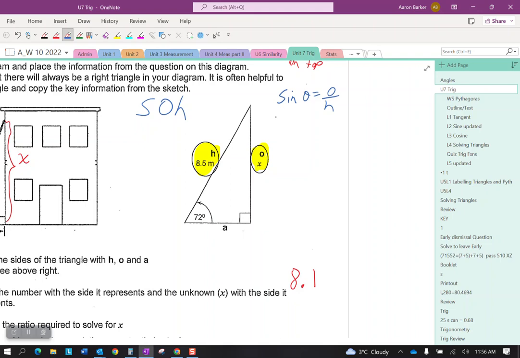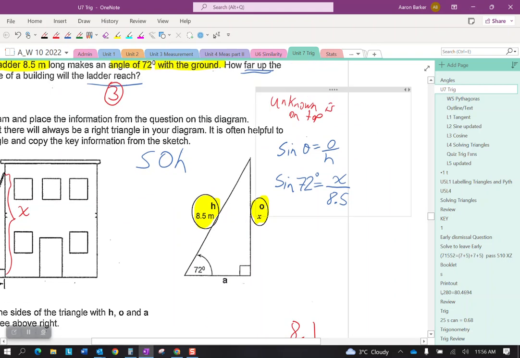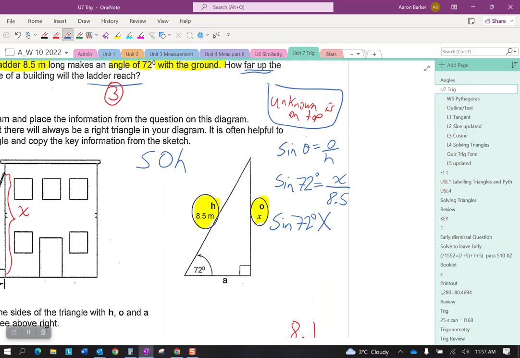Okay. Then you go and substitute in sine blank equals blank over blank. What goes in the theta spot? 72 degrees. Okay. Equals what? X over 8.5. So this is the easier one because this is when your unknown is on top. This is the easier question. Okay. So instead of dividing by 8.5, you bring it up and multiply. So we get sine 72 degrees times 8.5 equals x.